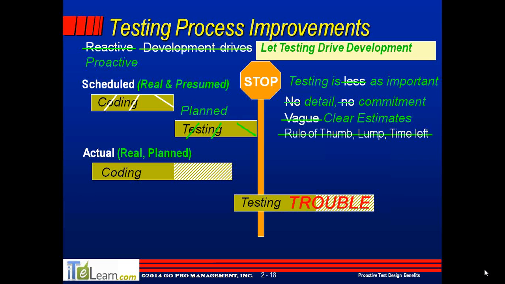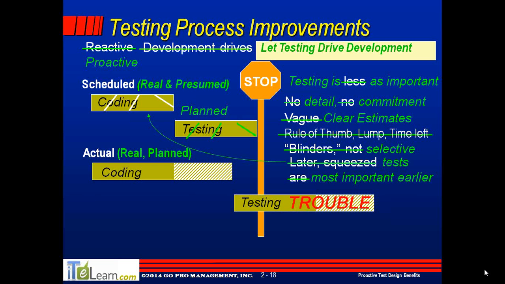Okay. We're going to get rid of that rule of thumb stuff. We're going to take off the blinders so we can be more selective. And we're going to move more of the more important tests earlier in the process so that if we do run out of time, we've done the more important ones. We want to test more of what we know and know more to test so that we get fewer showstoppers. Now, I think you can see that that describes a considerably more successful, more desirable outcome.